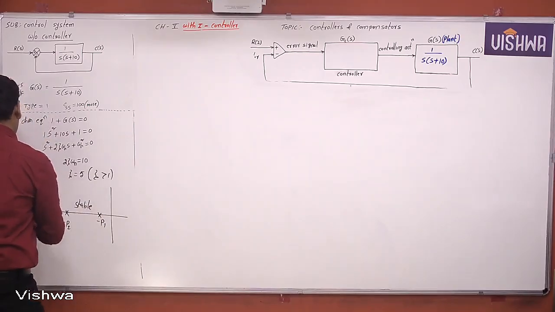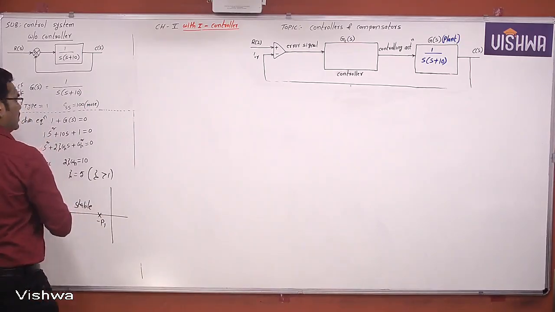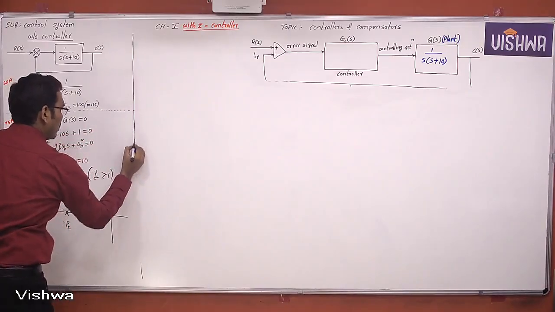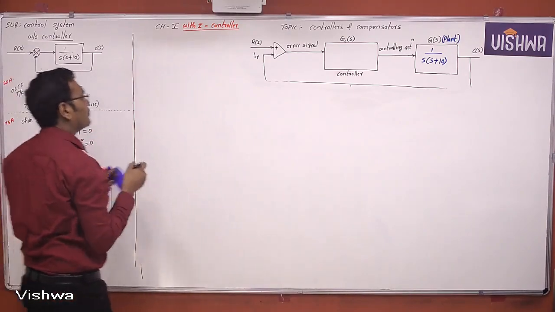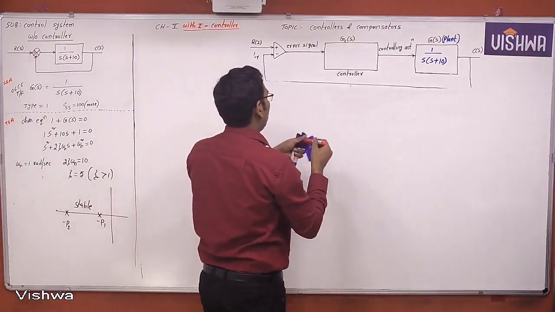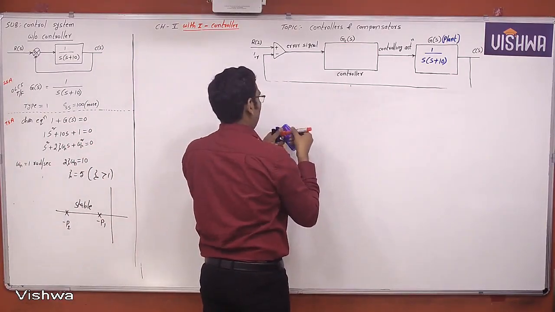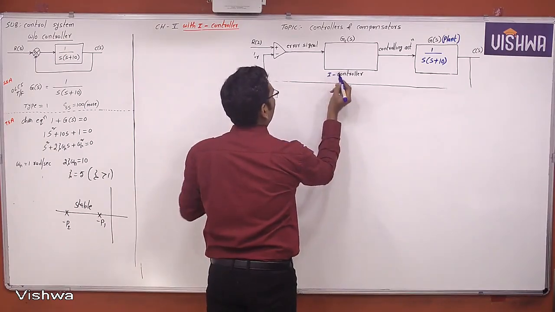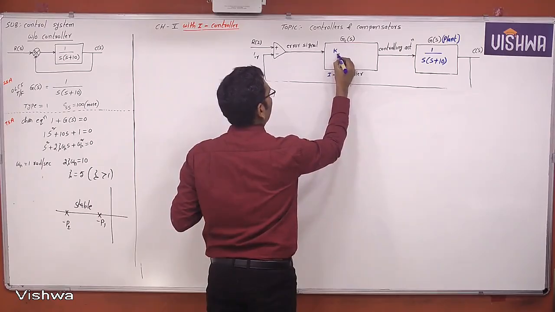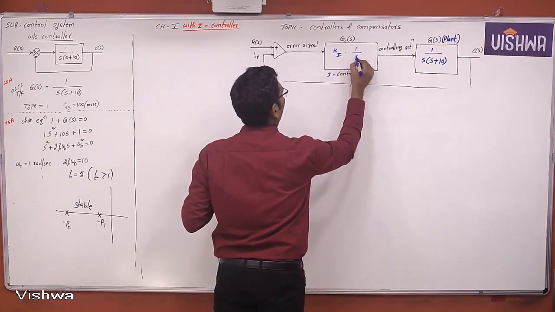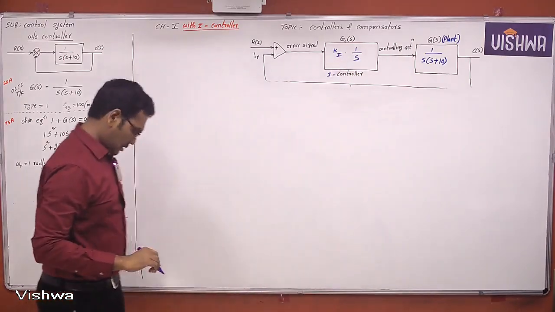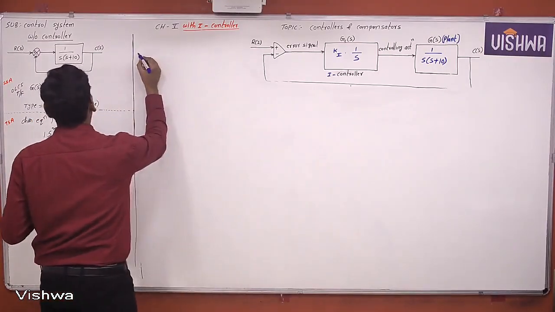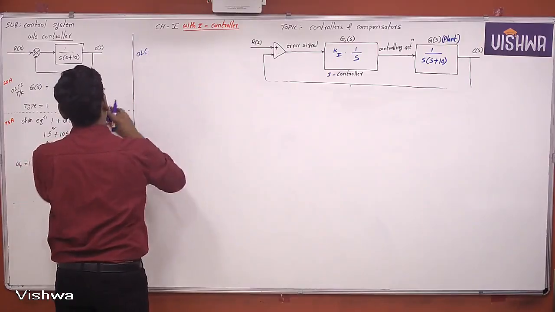So this is without controller, right? Now we will see with the I controller. Now this is which controller? With the I controller. What is the I controller? The I controller will produce a gain of Ki and one pole at origin, right? So now with the I controller, what is the open loop control system transfer function?